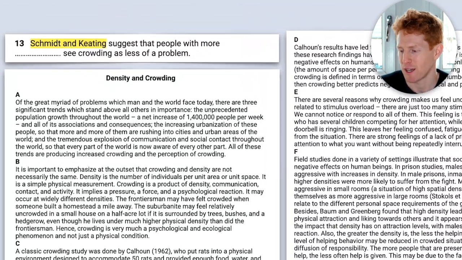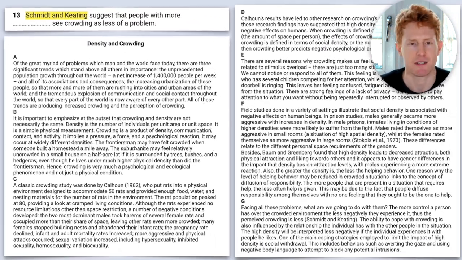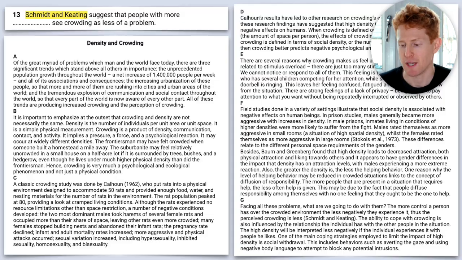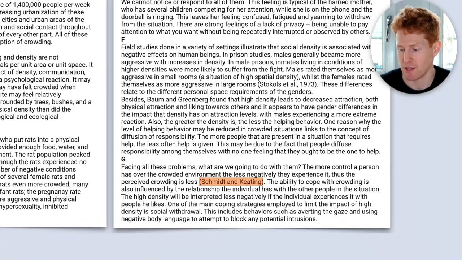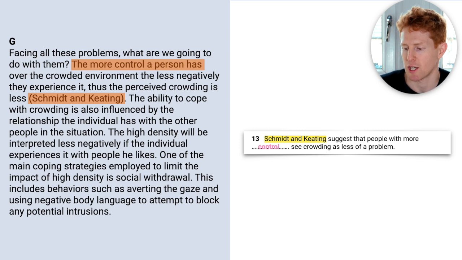Okay, the final question. We've got, again, this set of names, Schmidt and Keating, that's going to make it very easy for us to find the answer. And we know it has to be in paragraph G. There it is. Let's read it in detail. Pause the video, try it yourself. The answer is around here. The more control a person has, Schmidt and Keating suggest that people with more control see crowding as less of a problem. So the answer is control.